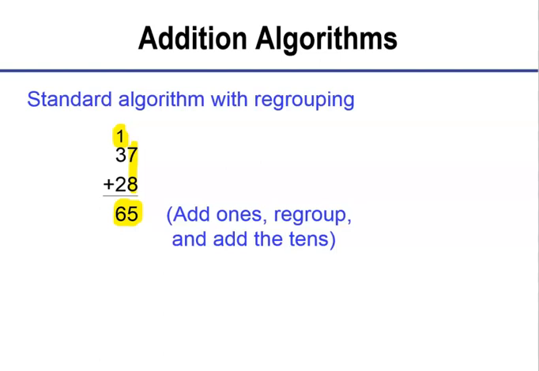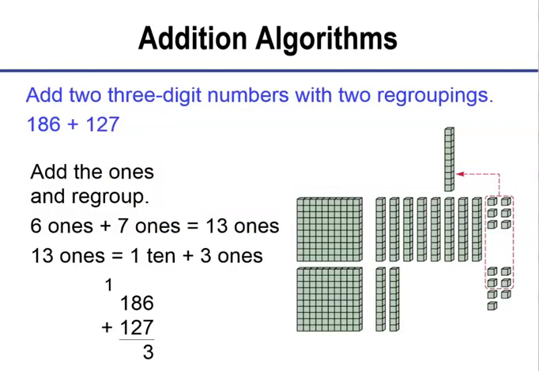You have more than 9 units. So instead of putting them all in the ones place, you turn your 15 units into 1 long and 5 units, and you carry that long up to the top, and 1 plus 3 is 4 plus 2 is 6. Now what if we need to add 2 3-digit numbers? So we're going to take 186 and we're going to add that to 127. Let's look at our base 10 blocks.